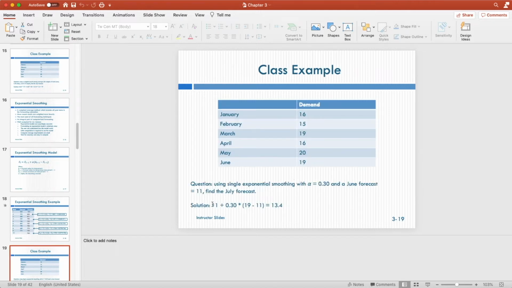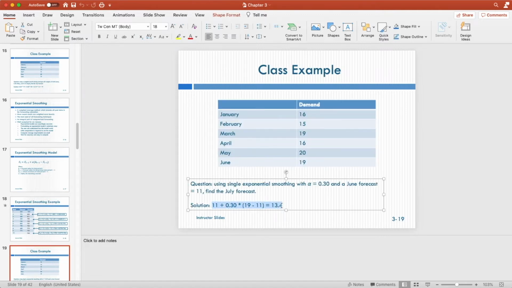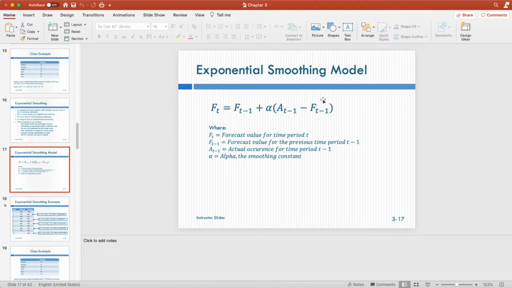So if you plug in the corresponding elements within this equation, you will see the result will be 13.4. What does 13.4 mean? It means that your July forecast would be 13.4. That's it. You see, just one line equation, you get the result. But the key point is not the calculation itself. It's to understand the basic logic and the reasoning why we do it like this.